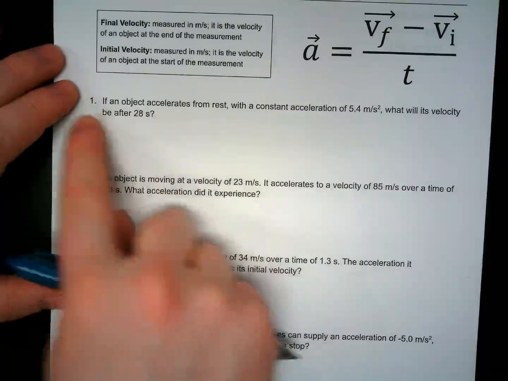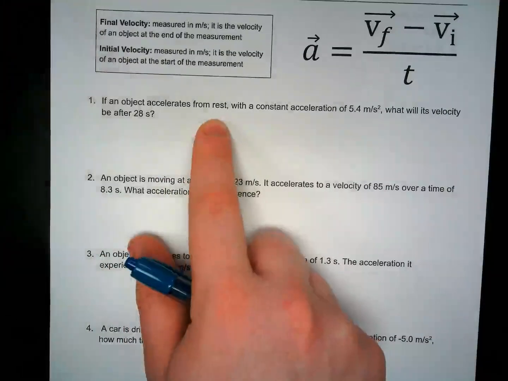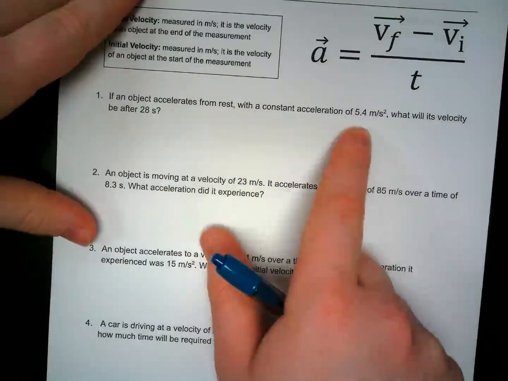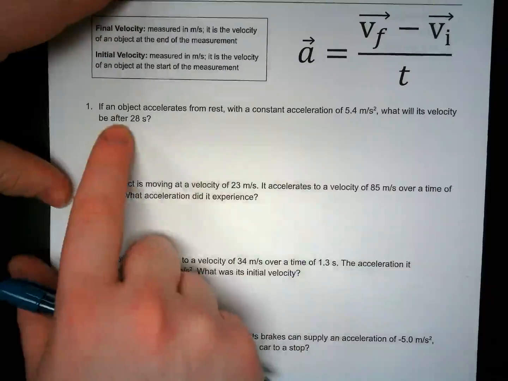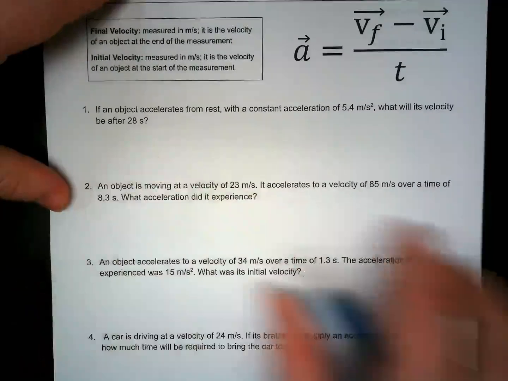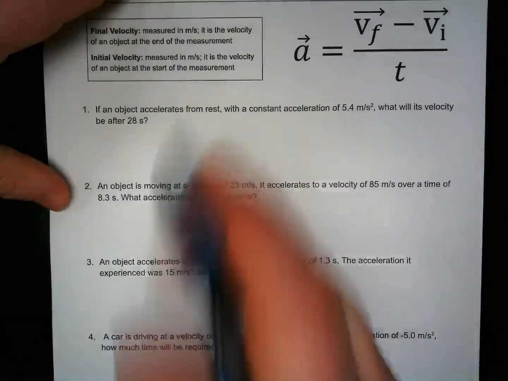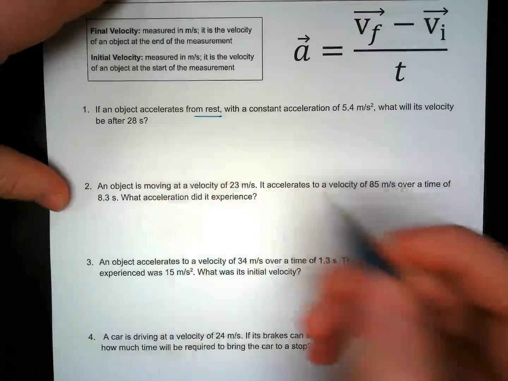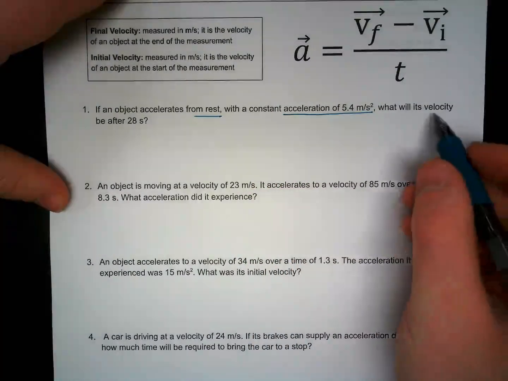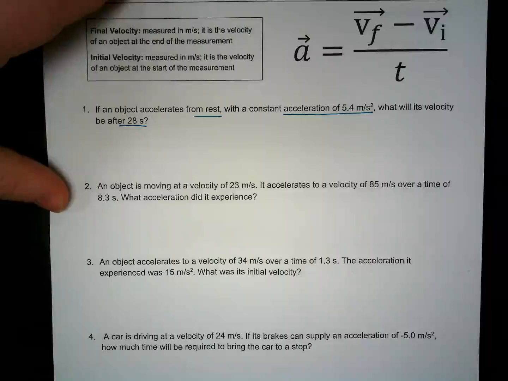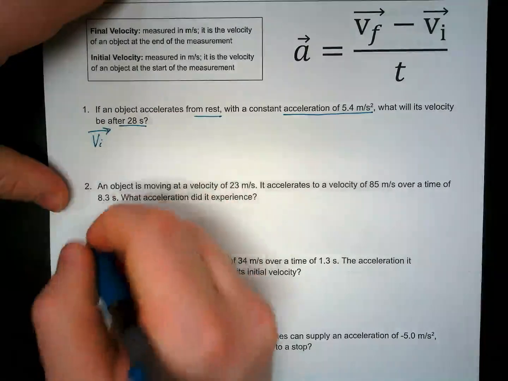Looking at number 1, if an object accelerates from rest with a constant acceleration of 5.4 meters per second squared, what will its velocity be after 28 seconds? So I'm going to first break this down into variables, and I'm going to do that for all 5 of these. It looks like we're starting at rest. We have constant acceleration, and it's asking about velocity after 28 seconds. So that tells me that we have 3 out of the 4 things here.